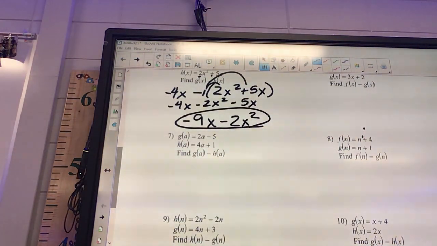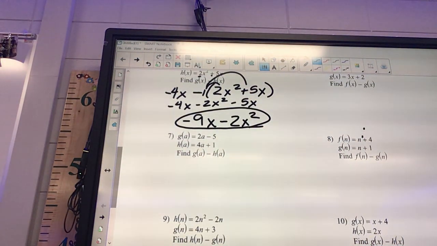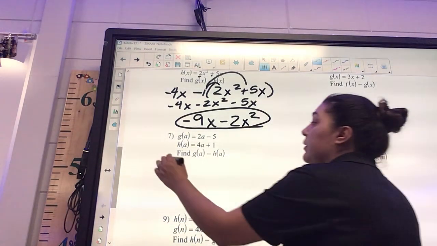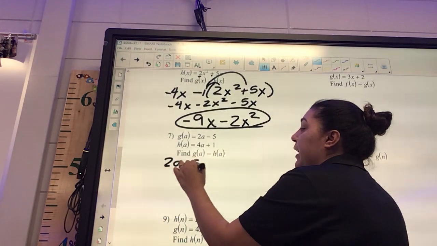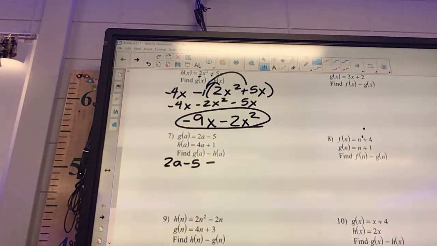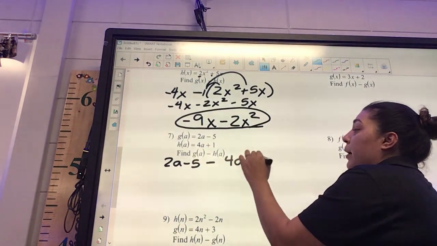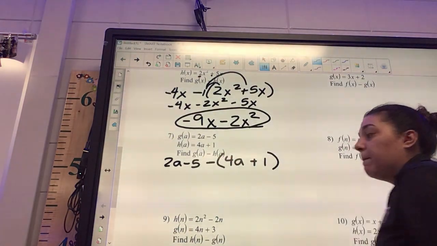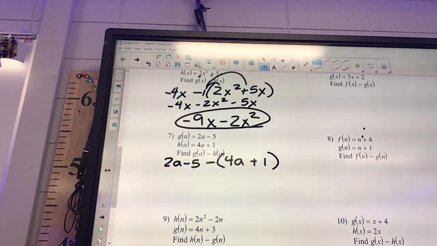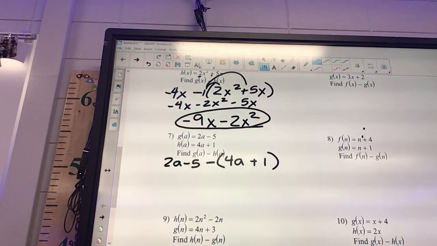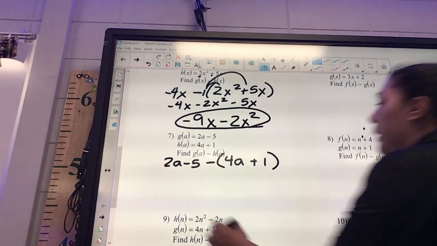Okay, 7, it says find g of a minus h of a. What is my g of a? 2a minus 5, minus, what is h of a? 4a plus 1. Okay, remember the minuses, you need to put that parenthesis around the second piece. So it's really going to become 2a minus 5.